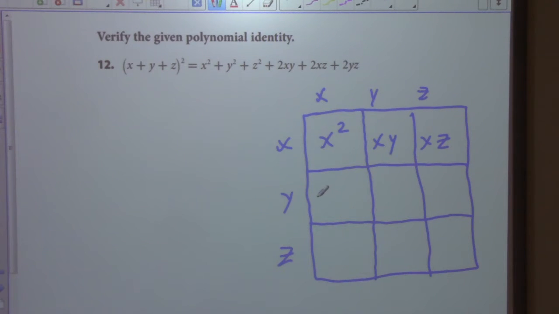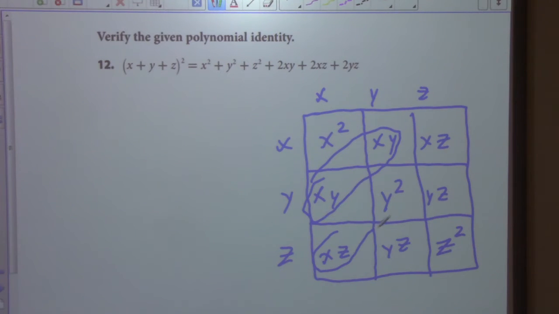And this is going to be xy, y squared, and then yz. And this one here is xz. This one here is yz. And this one here is z squared. And then combine the like terms, and you can see that we have like terms here. We have like terms here. These are two like, so I'm circling all these things that are like terms.